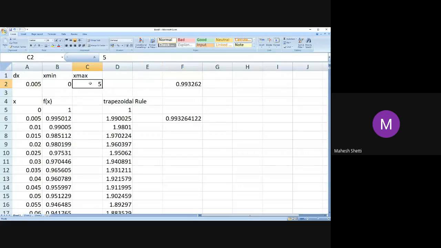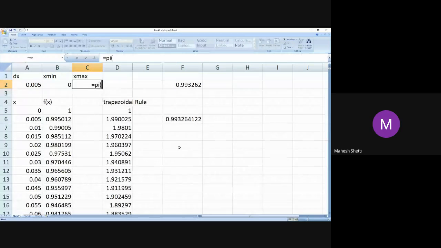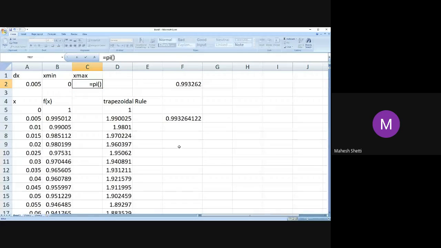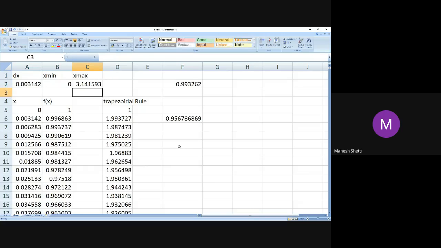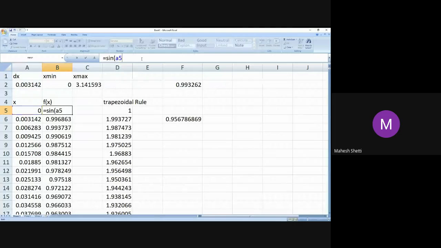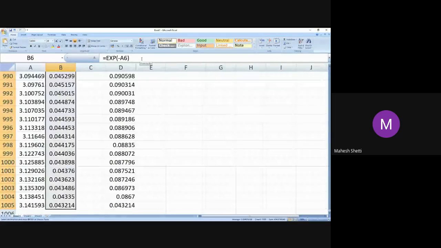But let me take, say, the sine function, and I'm going to take it now in radians. Let me take the maximum value as, say, pi. How do I write pi? Pi is a function in Excel. You can take the precise value of pi, but that function you have to write starting with equal to. So equal to PI and empty brackets. Okay, that will give you the value of pi. And the x minimum is 0. Let me write the function here, sine of x, and apply that everywhere.